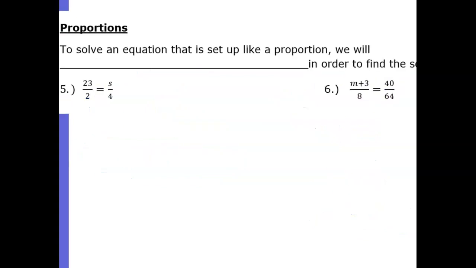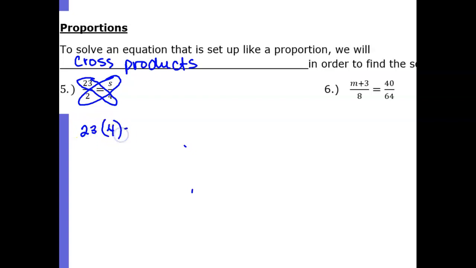So next, we're going to talk a little bit about proportions. So last year you learned a little bit about proportions, okay? And you may remember that you used cross products to find the solutions. Okay, what that means is you take the numerator of one of the fractions, 23, and you multiply it by the denominator of the other, and you set it equal to the other two multiplied together, 2 times s.